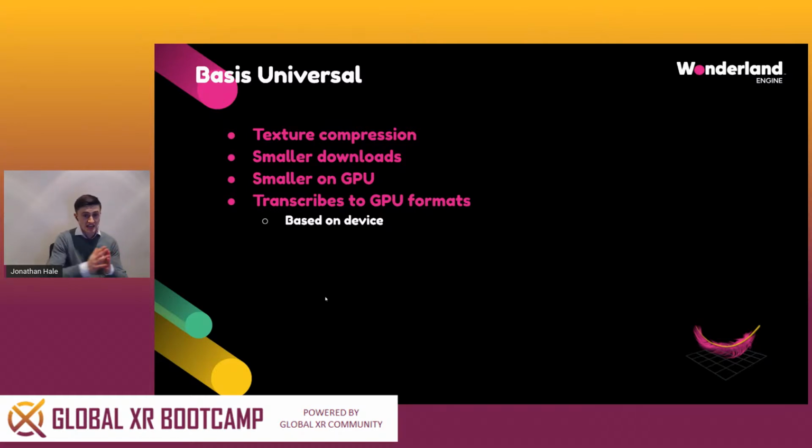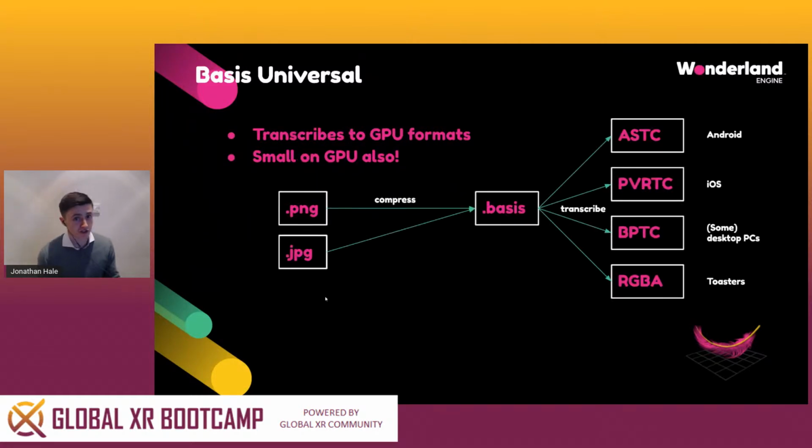So a JPEG will be expanded to a completely raw image and then sent to the GPU, while Basis gets transcoded to a GPU format, which is also small on the GPU itself. The problem with the GPU formats is that many different devices support many different formats. And that's why we have Basis Universal in the first place, because Basis Universal is one format that we can so-called transcode to the device-specific formats.